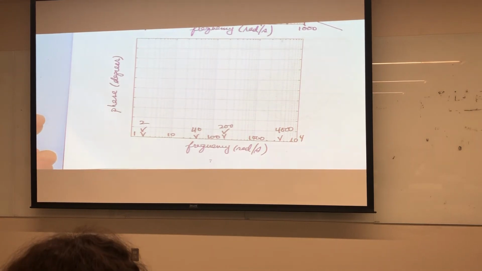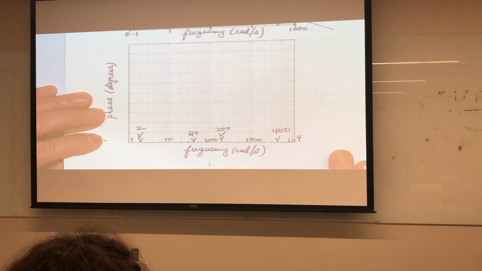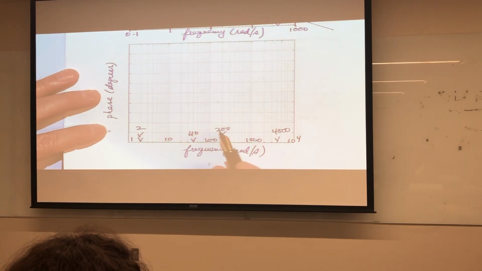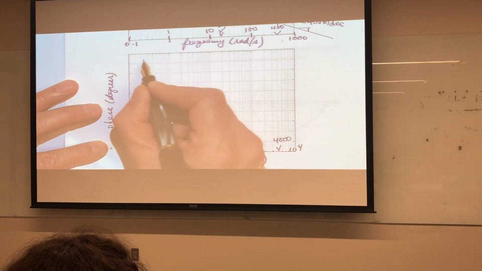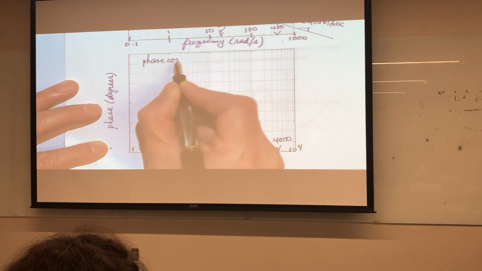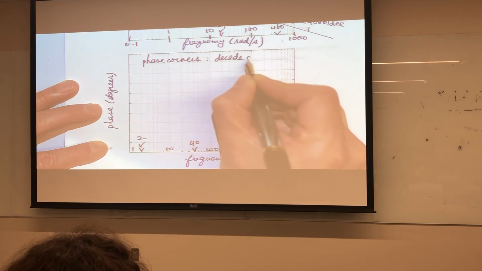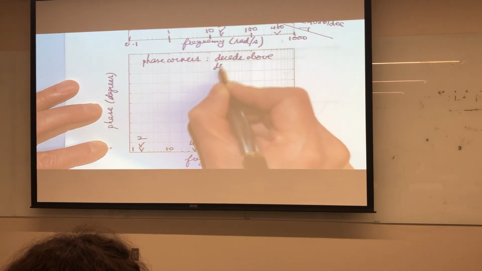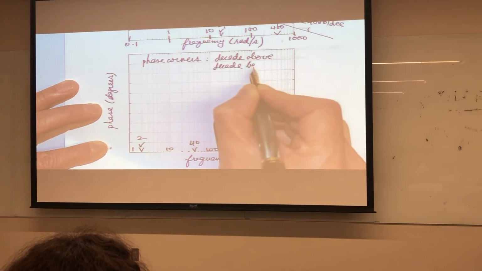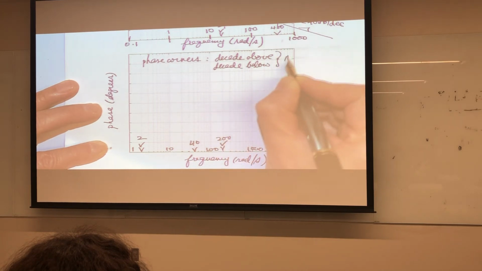And so we just have twice as many corners to deal with as we have with the magnitude plot, just more corners. And so with phase corners, the idea is a decade above and a decade below the magnitude corners.